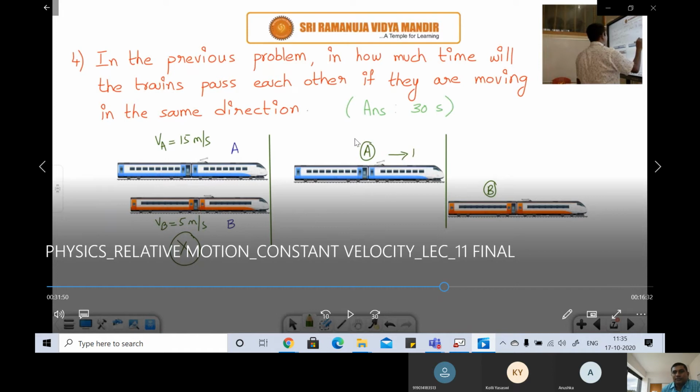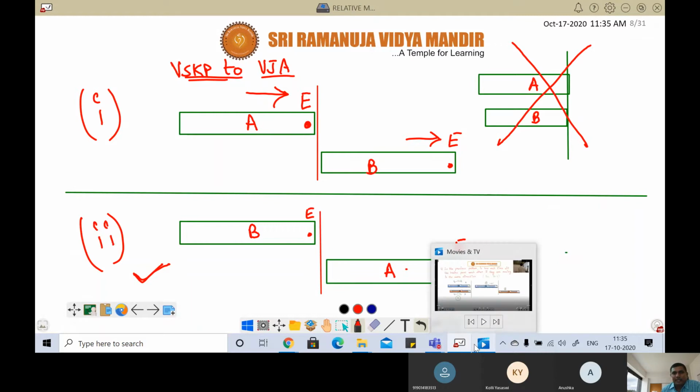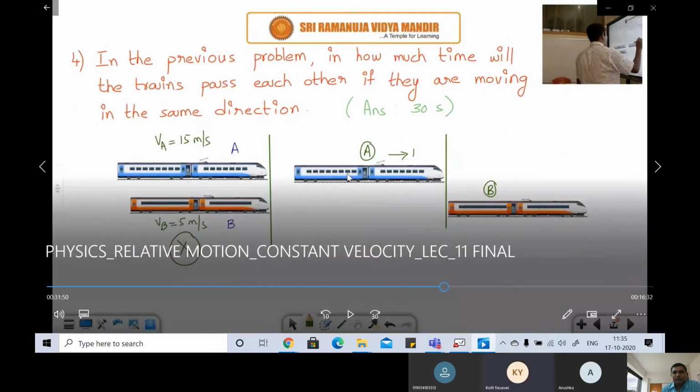Okay, so what it means is, first of all, the direction is the same, like this. As I showed you, both are moving from Visakhapatnam to Vijayawada, in the same direction. But they didn't mention whether A is behind or B is behind. That is left to our common sense. We have to understand it by using common sense.